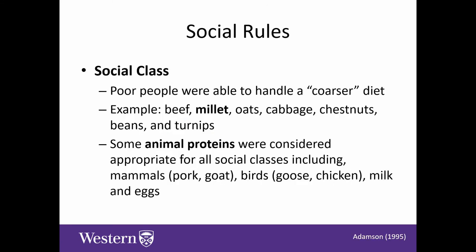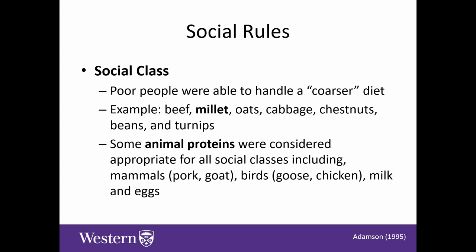So coming back to those norms, we have to think about what were the rules around food during this period. So for the German poor, they were considered able to handle a coarser diet. And I put coarser in quotations because coarser meant things like beef, millet, oats, cabbage, chestnuts, beans, and turnips. Not necessarily coarse foods, in my opinion, all the time.